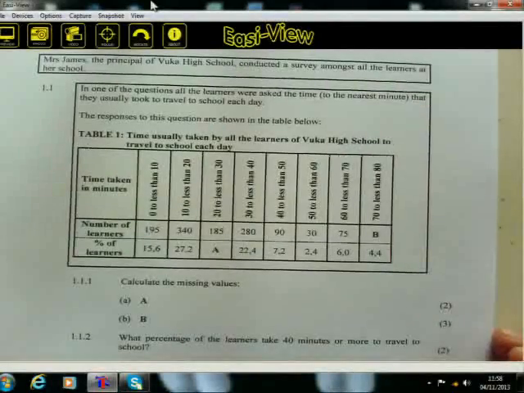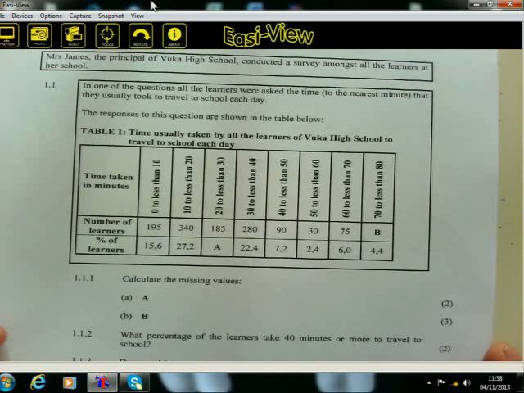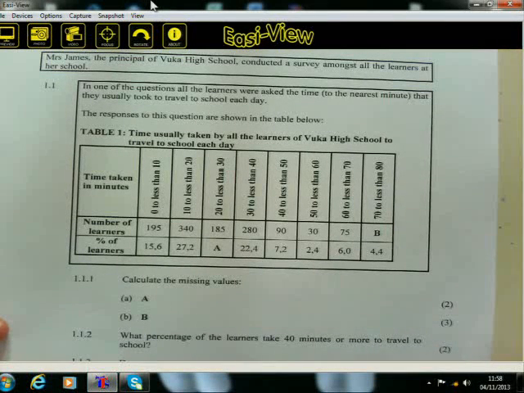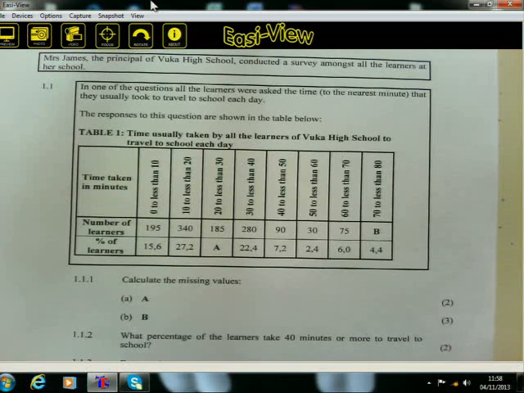Let us look at the question given to you here. Mrs. James, the principal of Vuka High School, conducted a survey amongst all the learners at her school. Now, you see the block? We know that some more information is going to follow. In one of the questions, all the learners were asked the time to the nearest minute that they usually took to travel to school each day. The responses to this question are shown in the table below.